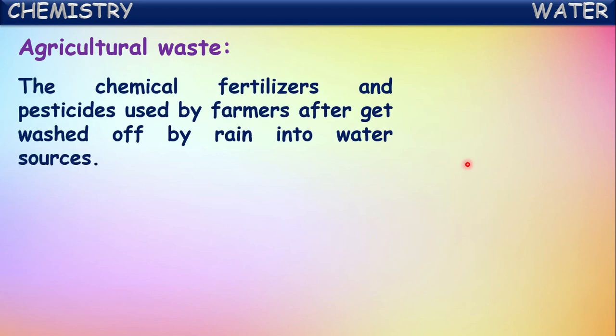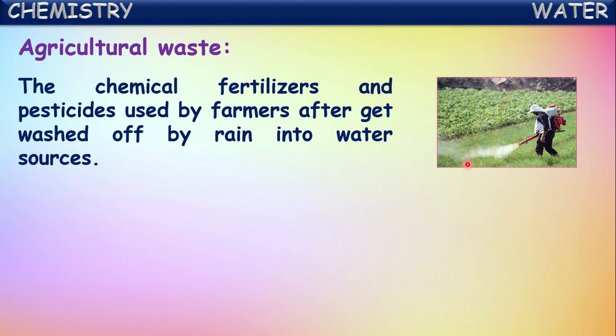Okay. And another kind of waste which causes pollution to the water is agricultural waste. The chemical fertilizers and pesticides used by farmers get washed off by rain into water sources. For killing pests, farmers often use chemicals. So when it rains, all these chemicals will be washed off by the rainwater into the water bodies. By that, those water bodies will become polluted with these chemicals.